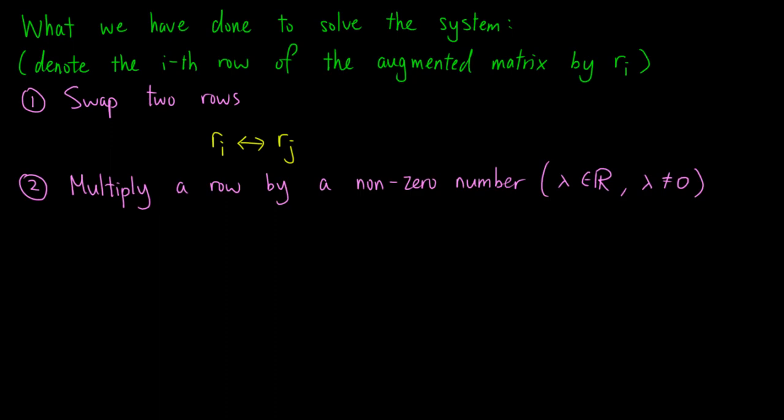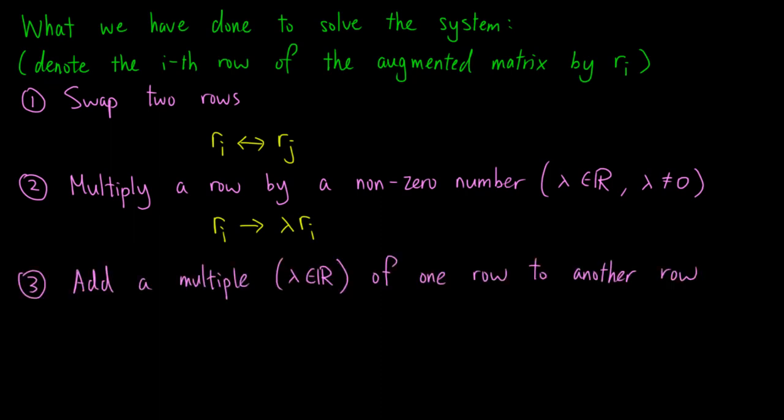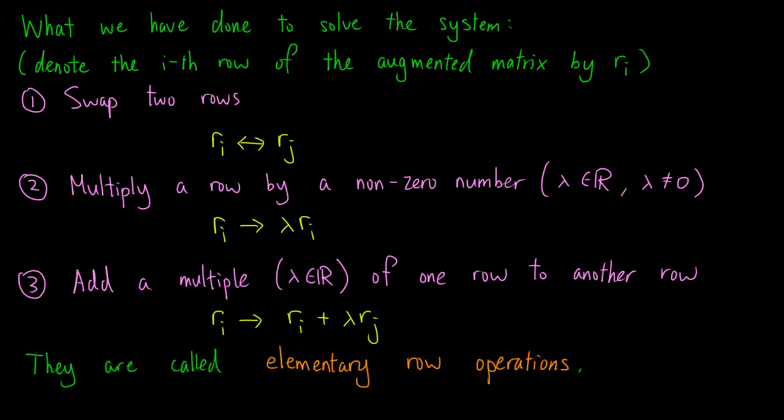The second thing that we did was to multiply a row by a non-zero number, say lambda. In symbols, this means that Ri becomes lambda times Ri, and this means that I have multiplied the ith row by lambda. The third thing that we did was to add a multiple of one row to another row, and in symbols, this means that Ri is changed to Ri plus lambda times Rj. This means that I have added lambda times the jth row to the ith row. These 3 things are called elementary row operations.